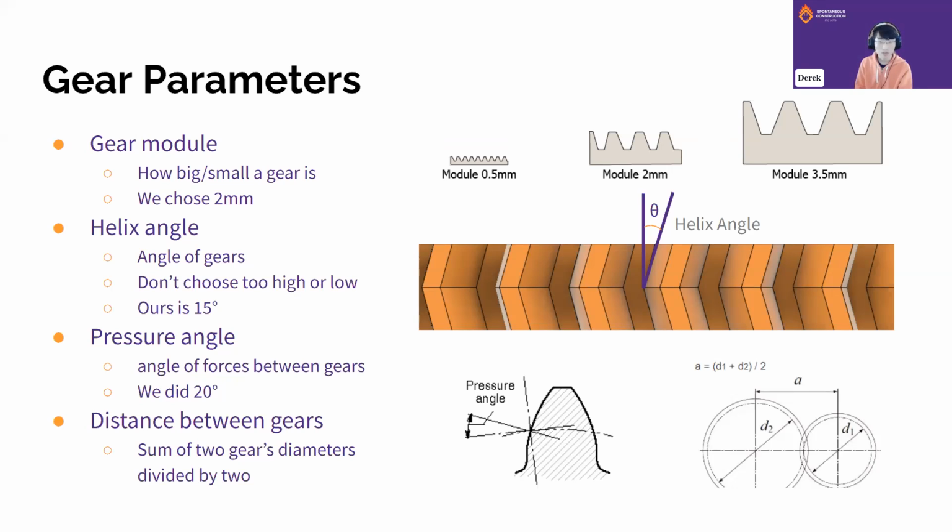And the distance between two gears is also important. You want to make sure that the gears are not clipping into each other, or so far apart that they don't actually interact with each other. And that's a very simple equation. It's essentially the sum of the two gears' diameters divided by 2. As you can see in the bottom right photo, there it is. You can see the diameters of those two circles, and then distance A is essentially the distance between them from the center point.